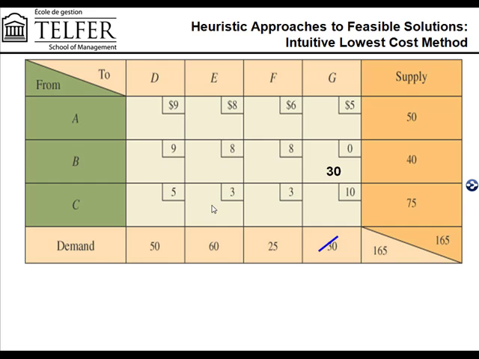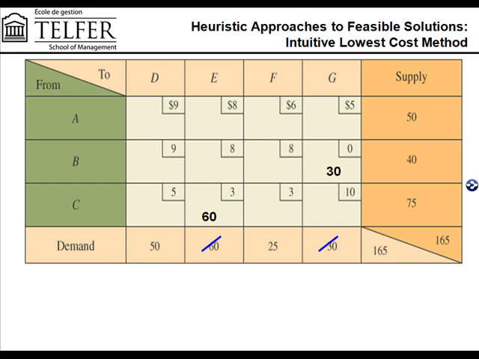So in this case, C to E: E has a requirement of 60. C can supply a maximum of 75, so we will be able to satisfy all of the demand for E and supply 60 units from C directly. That will take care of the demand for E, so we can cross that out.